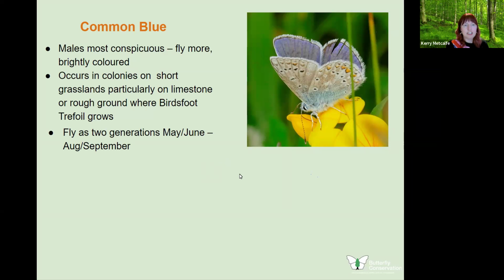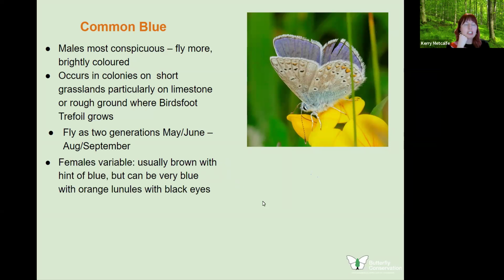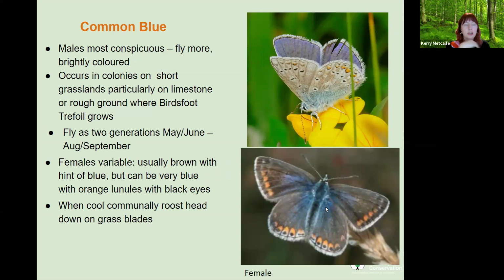So the first generation flies in May to June, and then you're likely to see a fresh generation again in August to September time. Females tend to be quite variable, so they can be very brown with just a little bit of blue, quite like the brown argus. Or they can be quite distinctively blue and easy to tell apart. They have, like the brown argus, these orange lunules. So when you're trying to differentiate between the two, you're really looking for that hint of blue that you can use to distinguish.